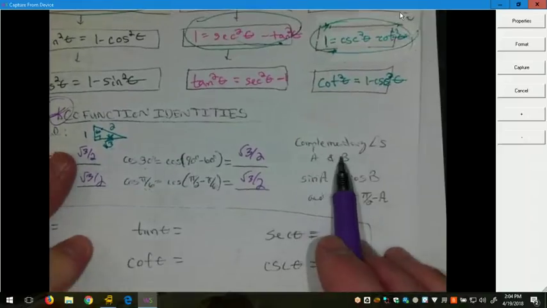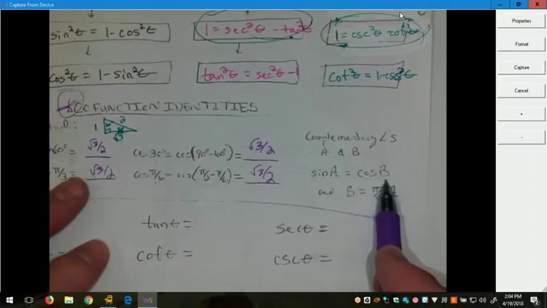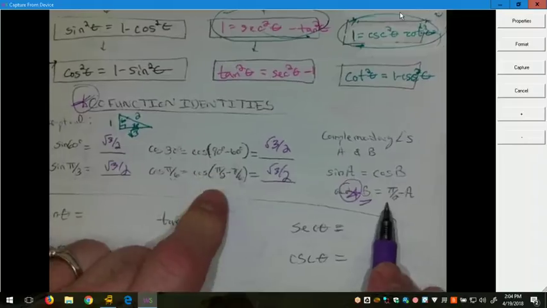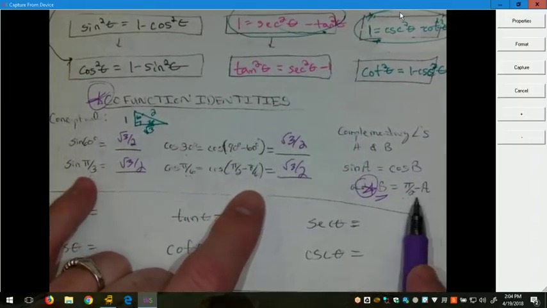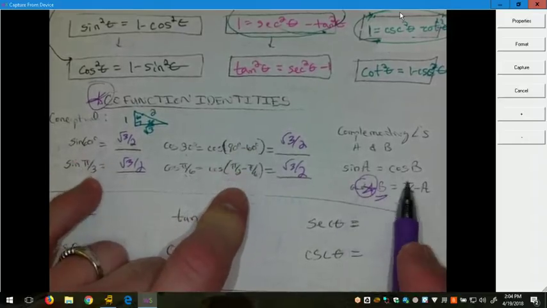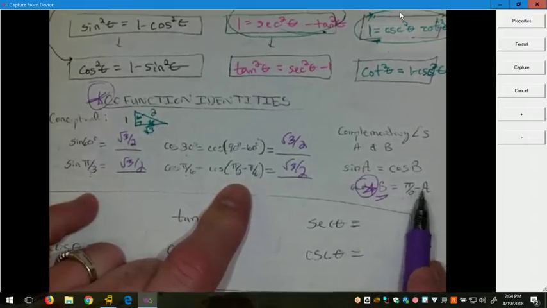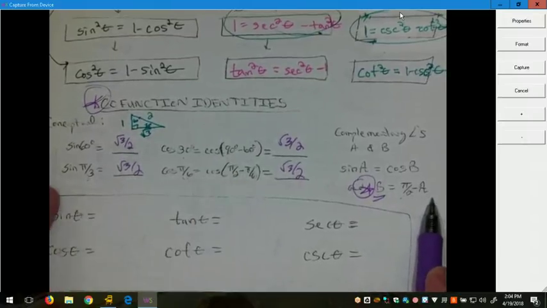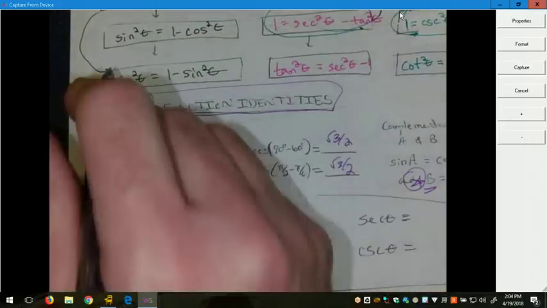So it's important to note that for complementary angles A and B, the sine of A will equal the cosine of B. Angle B, this is the key right here, is pi over 2 minus angle A. 90 minus the 60, those are our complementary angles. Complementary in terms of radians, the 2 angles add up to pi over 2, half pi. So angle B equals pi over 2 minus A.